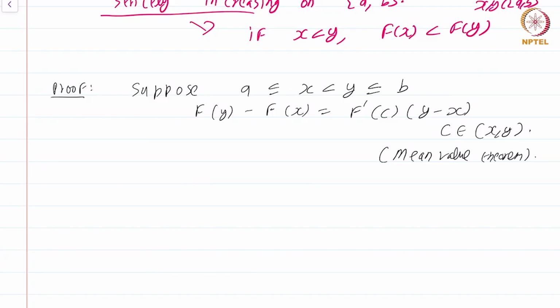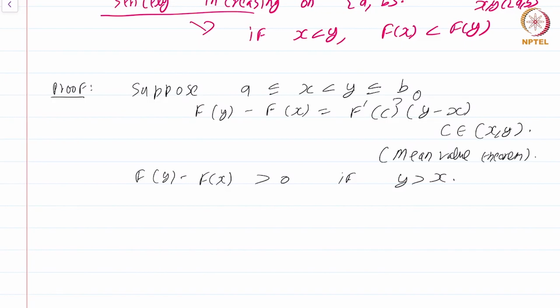But that just means f of y minus f of x is greater than 0 if y is greater than x. Simply because f prime of c is always greater than 0. So I should write greater than 0. Because f prime of c is greater than 0, you immediately get the result.